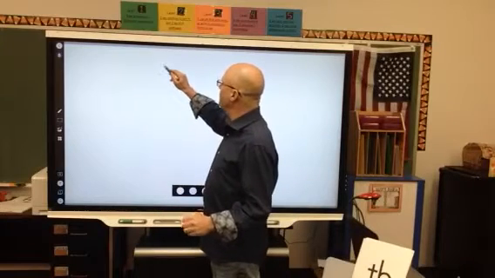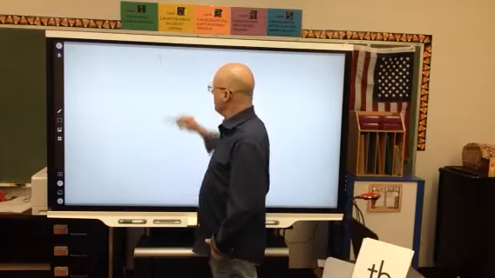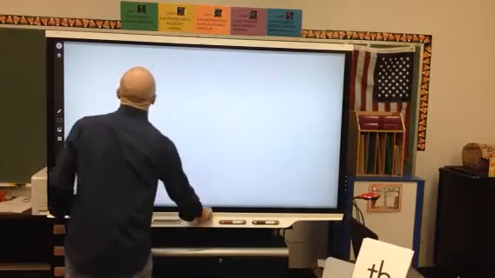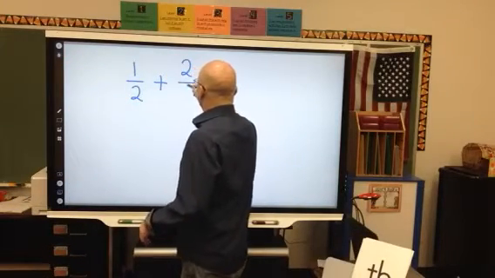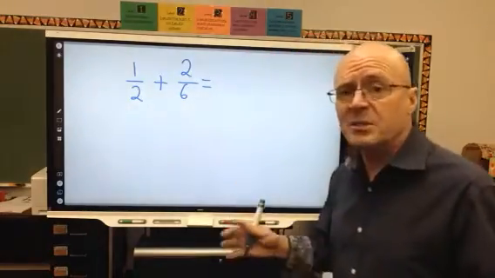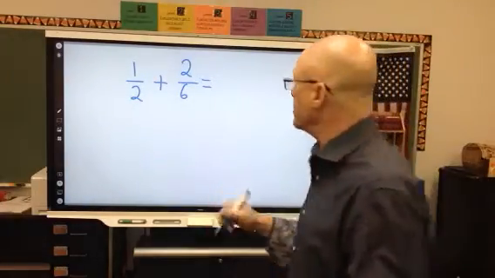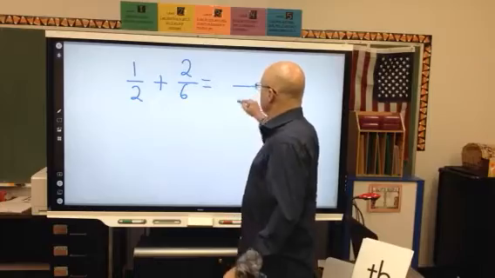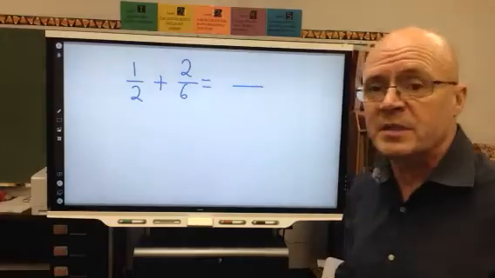Let's say we've got 1/2 plus 2/6. Now, we cannot just add. Remember, when we add and subtract fractions, the denominators stay the same, right? So our answer is going to be a denominator that they both share. Right now they have different denominators. We've got 2 and 6.